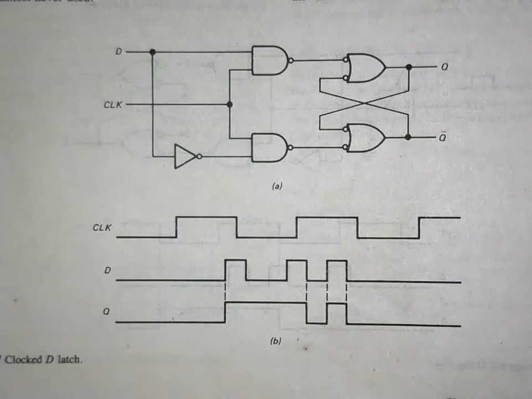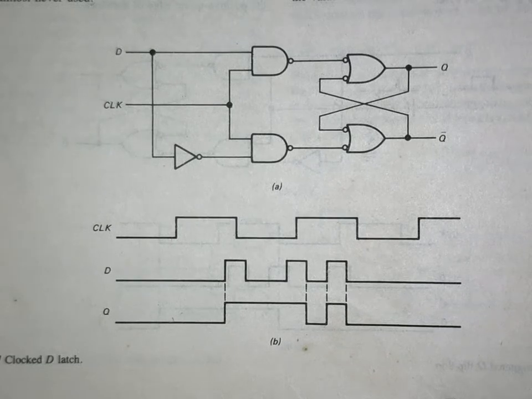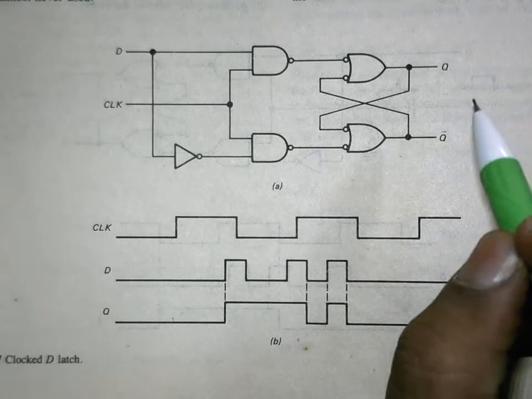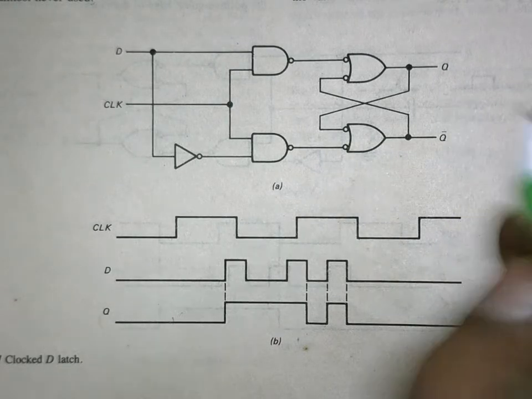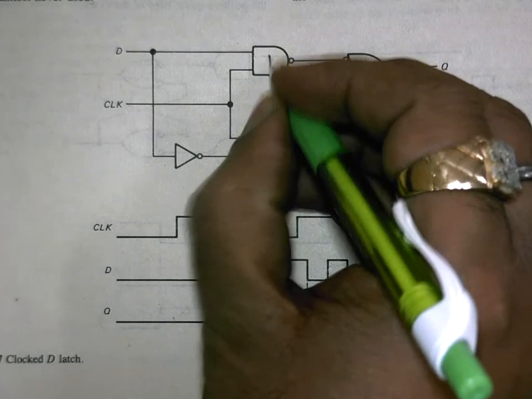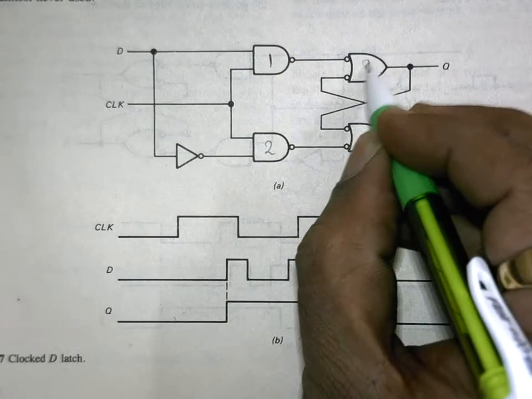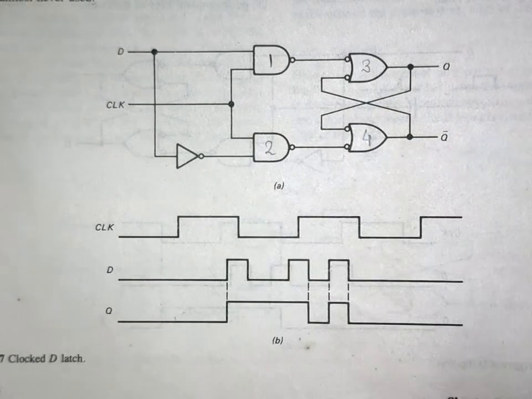This is the circuit of your D flip-flop, clocked D flip-flop, made up of NAND gates, because here this is gate number 1 if you say, and this is gate number 2, 3 and 4. They all are NAND gates.